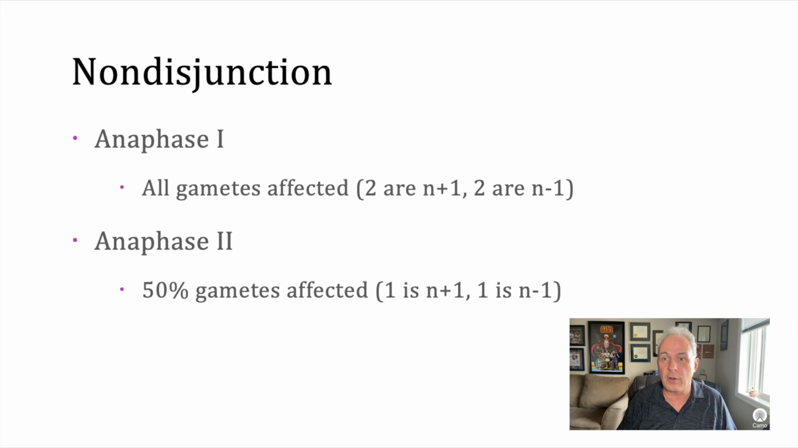So if one of these cells gets fertilized by a normal gamete, the resulting zygote will either have single chromosome number 21, say, instead of a homologous pair. That's called monosomy 21. Or we'll have an extra chromosome 21 in addition to a homologous pair, as in trisomy 21.